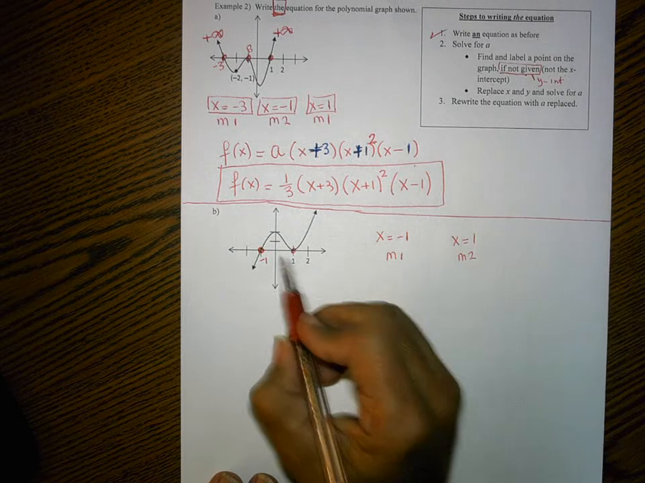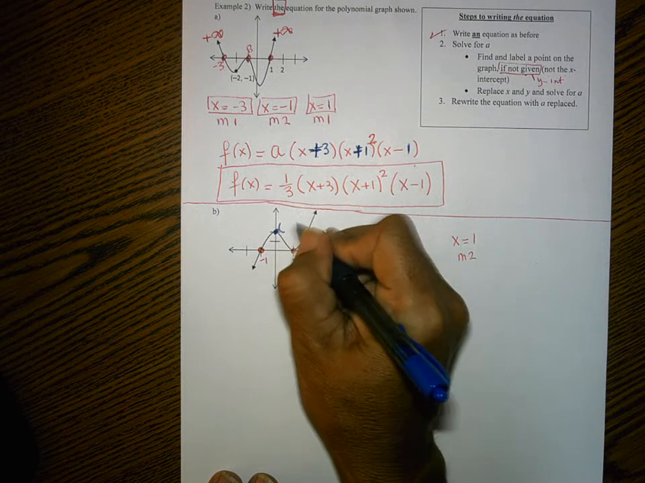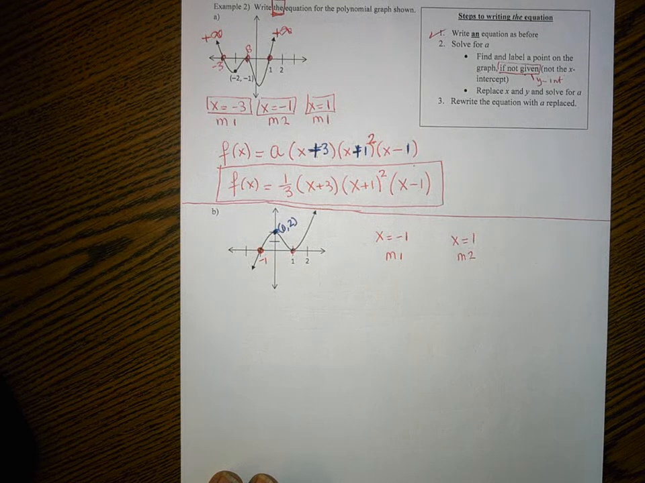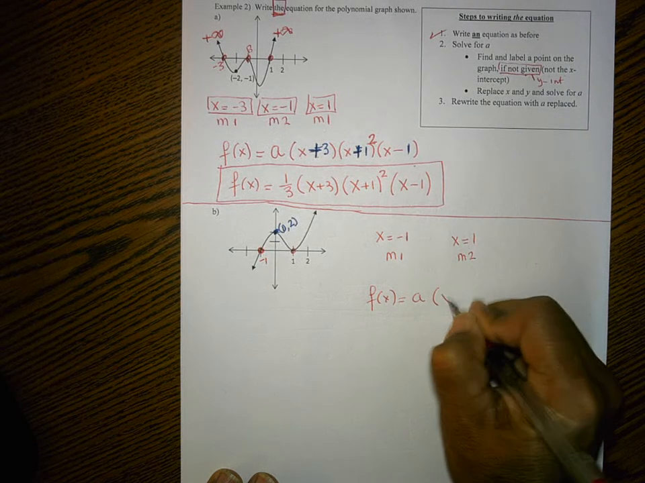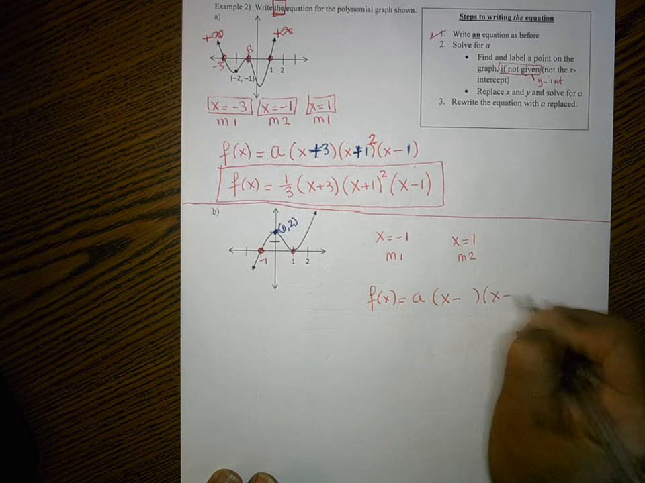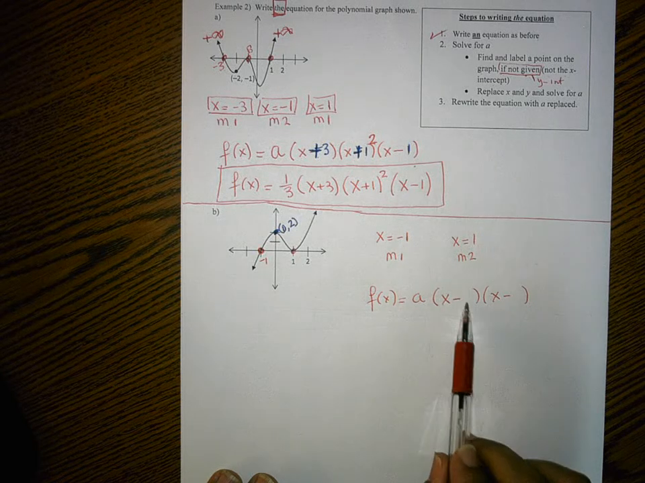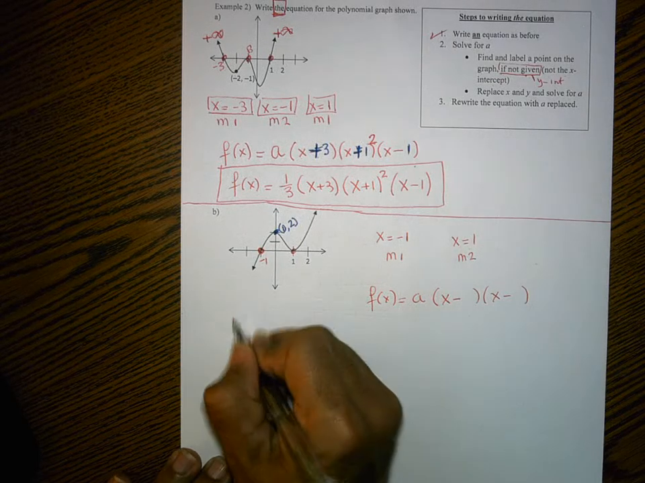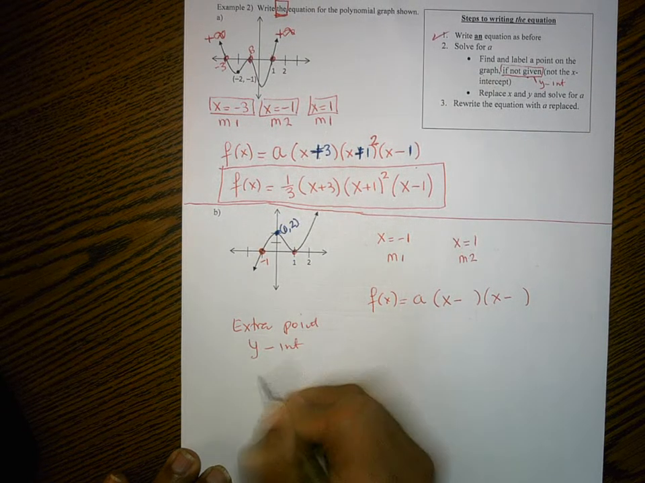They did not give us an extra point, however, they gave us the y-intercept. Why don't we write that? It's 0 for x, 2 for y. That's going to be our extra point, okay? So I would like for you to set up your equation. F of x equals a times x minus and x minus. Pay attention to the bouncing, bringing the -1 here, bringing the +1 here, the multiplicity, and solve for a with your extra point, which happens to be the y-intercept 0, 2.